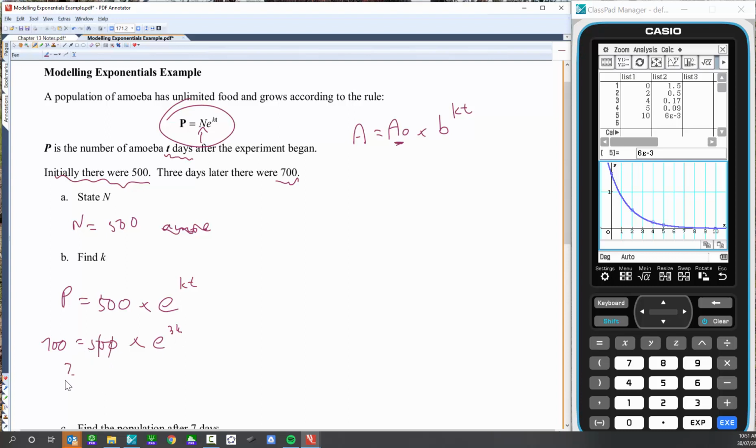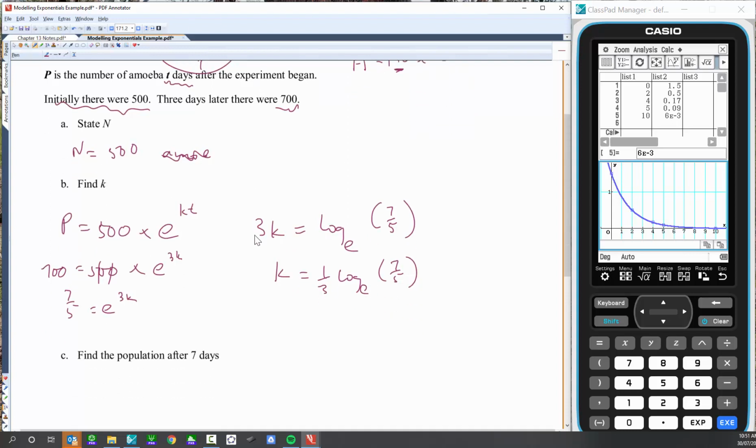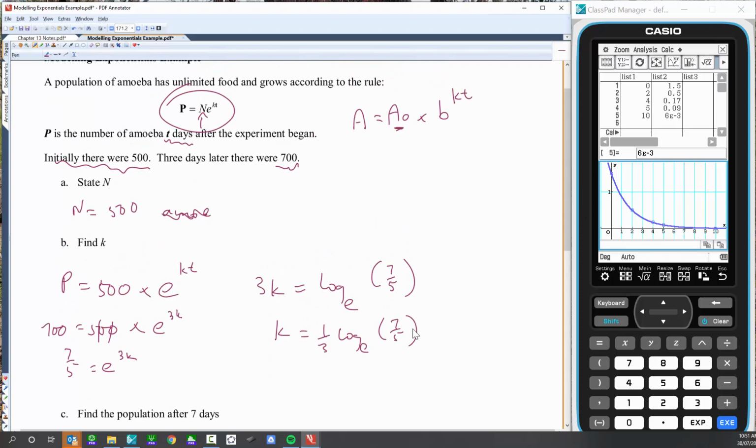7 on 5 equals e to the 3k. 3k is equal to log e 7 on 5. K is equal to 1/3 log e 7 on 5. So that means that our rule will be, let's complete our rule, let's use the variables. P equals 500 multiplied by e to the, K value 1/3 log e 7 on 5 t.